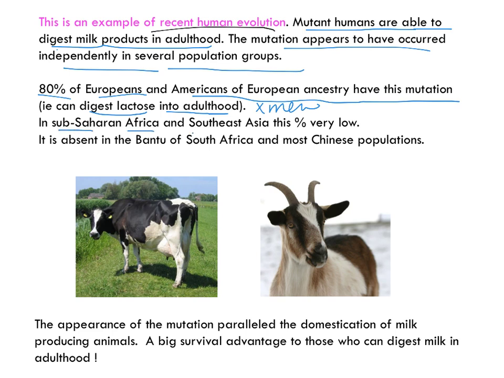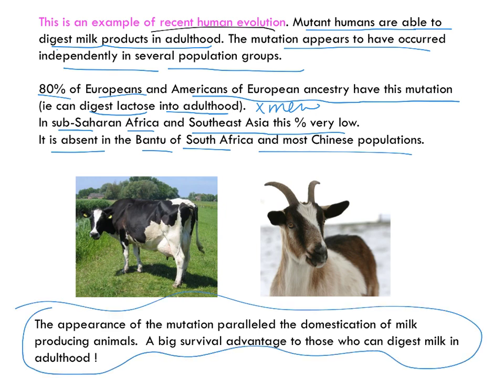In sub-Saharan Africa and Southeast Asia, this percentage is very low. It's absent in Bantu, South Africa, and most Chinese populations. The appearance of the mutation seems to have paralleled the domestication of milk-producing animals. And this is my gratuitous opportunity to have a picture of a cow and a goat on a biochemistry slide. So it was a survival advantage to be able to digest milk in adulthood if you were living in an area where they domesticated milk-producing critters.